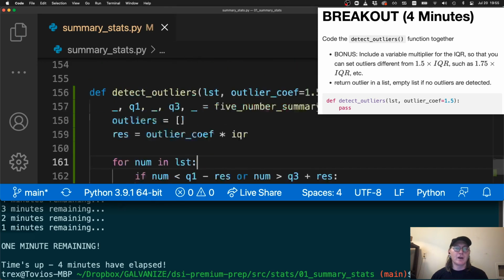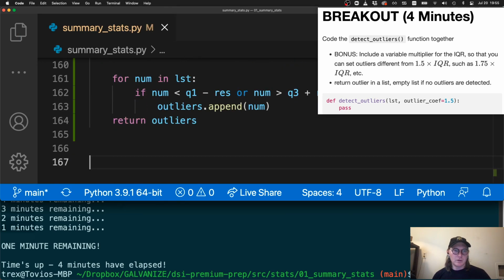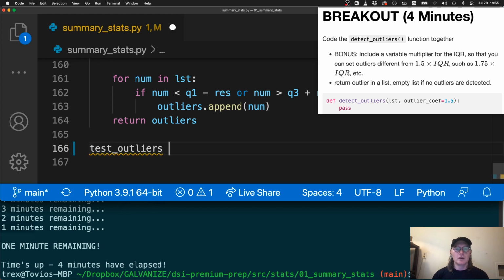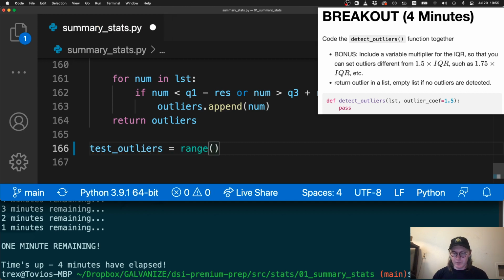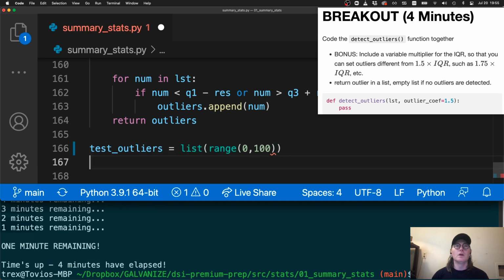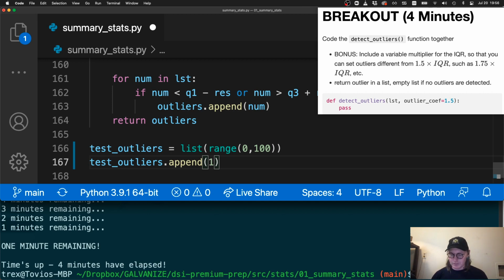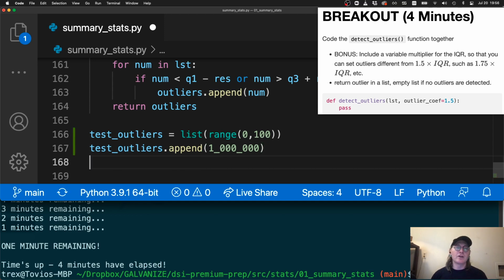So what are we working with in terms of, let's see, did I give us any test data? No, but I'll just make something up really quick. So let's test our outliers, and we'll do the range from 0 to 100. And I'll just make this a list. And now let's put something in here that we're pretty sure is going to be an outlier, right? So test outliers.append. Let's append, I don't know, 1 million. Pretty sure that's an outlier.